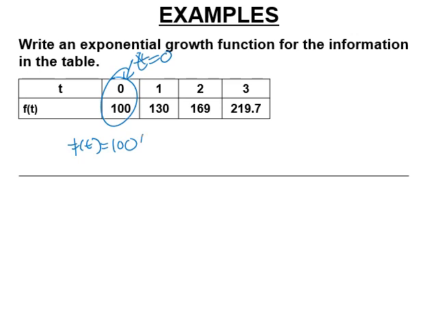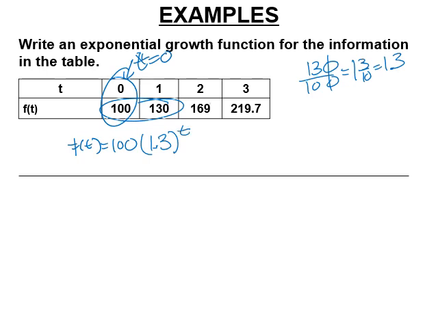Now, what's the ratio here? It's 130 over 100. Now, we could write 13 tenths, but that's not the way we've been writing them all through this lesson. How would you write 13 tenths as a decimal? Well, it's 1 3/10, or 1.3. So this is 1.3 to the t.